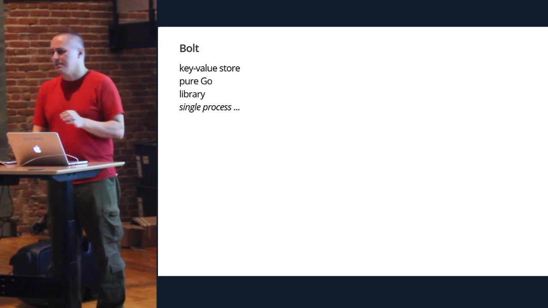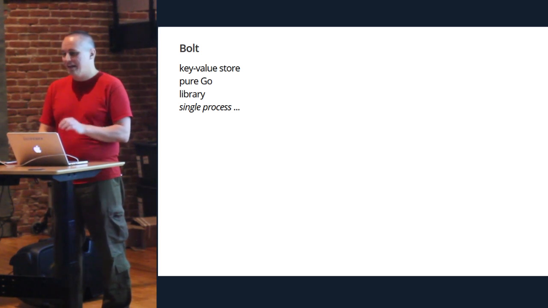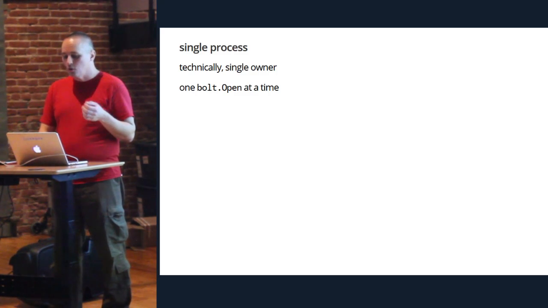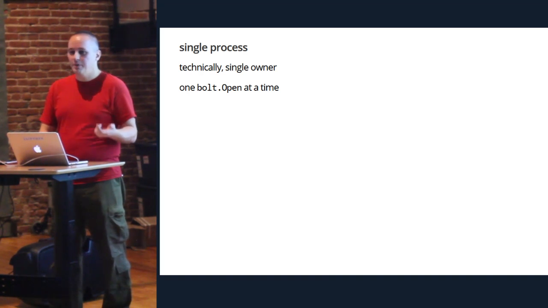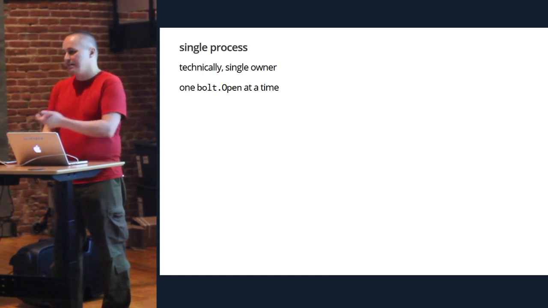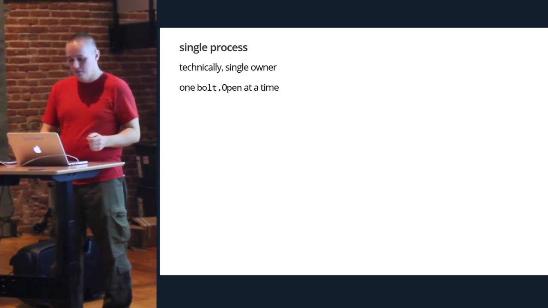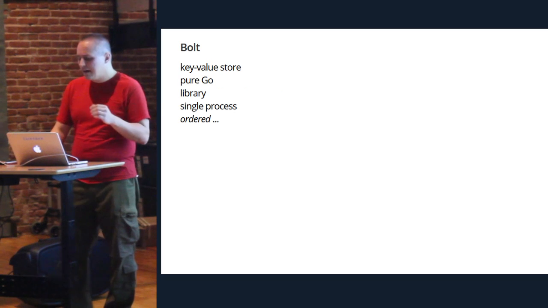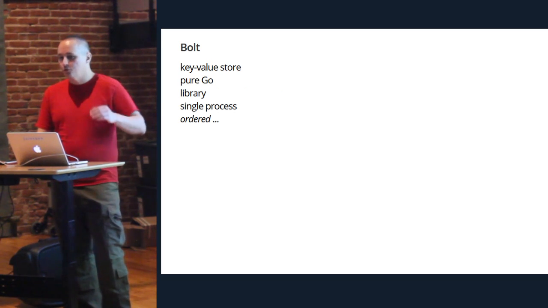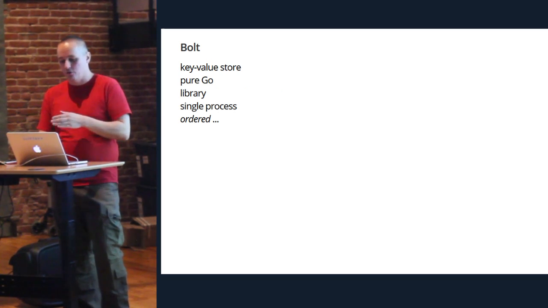Bolt databases are meant to be used by a single process. So there is a single owner of the database, one at a time. If somebody has the database open, nobody else can open it at the same time. And the key value store is ordered. So you can walk the keys in order.